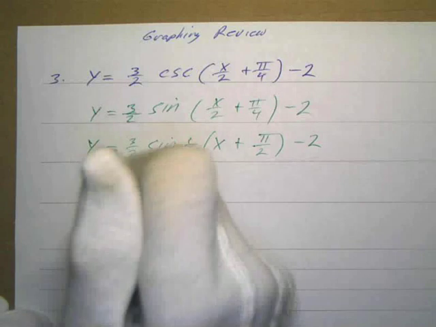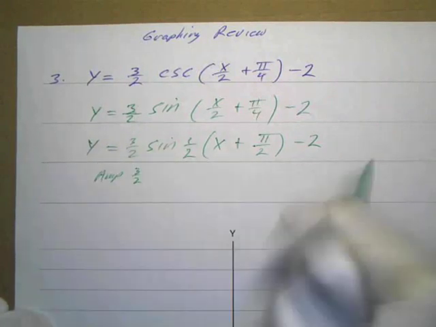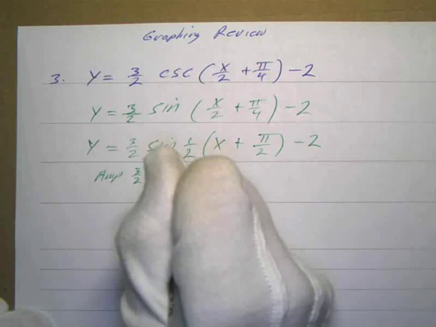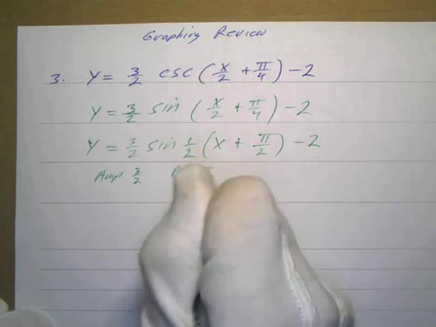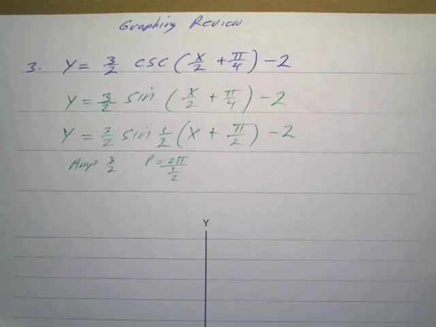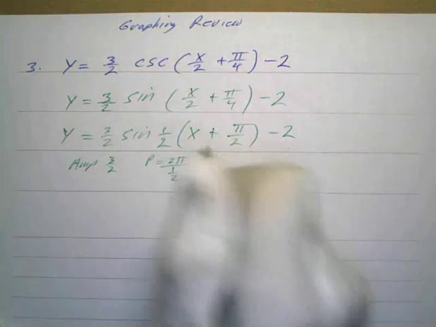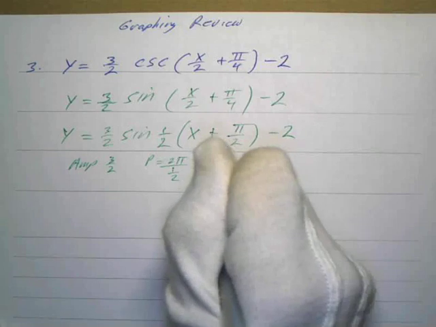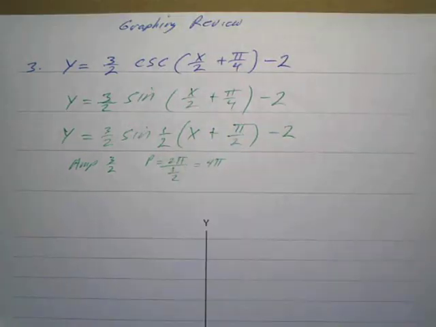Okay, so now I can tell my amplitude is going to be 3 over 2, 1 and 1/2. My period is 2 pi over b. So it's 2 pi over 1/2, and that's the same thing as if I multiply the top and the bottom by 2, I get 4 pi. So multiply the top and the bottom by 2 to get rid of the complex fraction. I got 4 pi, so that's my period.